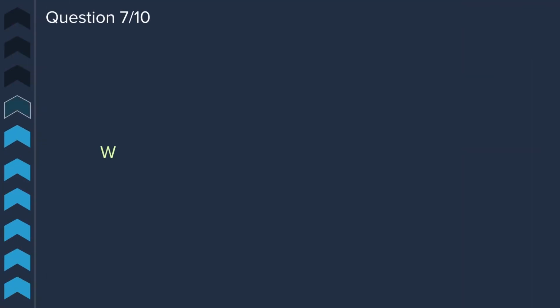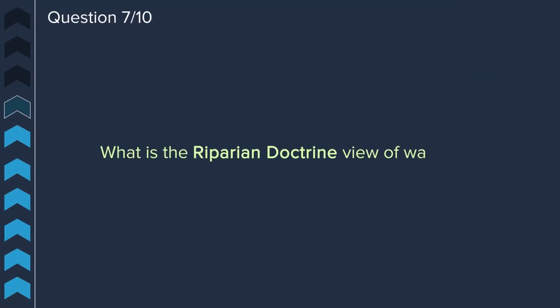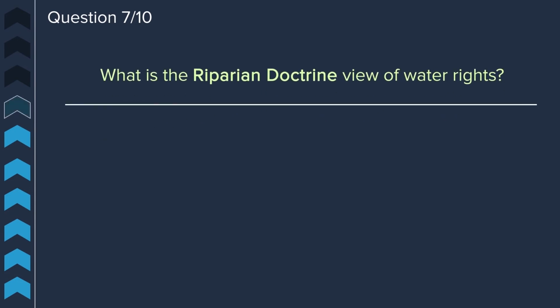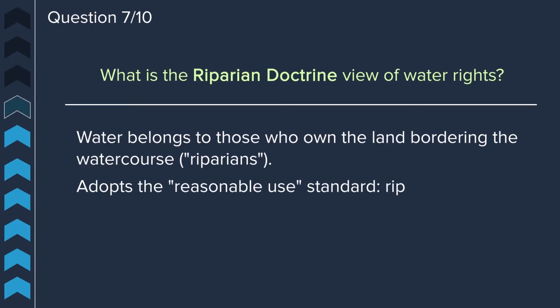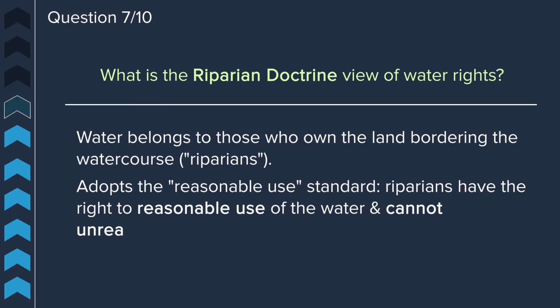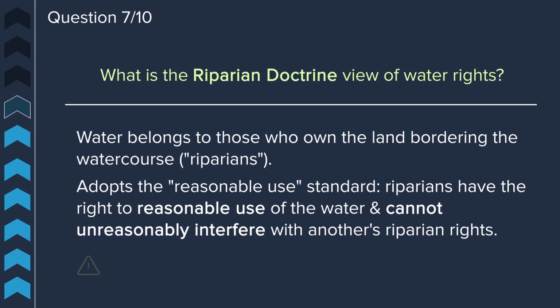Question 7. What is the riparian doctrine view of water rights? The riparian doctrine holds that water belongs to those who own the land bordering the watercourse. This doctrine adopts the reasonable use standard. Riparians have the right to reasonable use of the water, and they cannot unreasonably interfere with another's riparian rights. In this doctrine, natural use trumps artificial use.